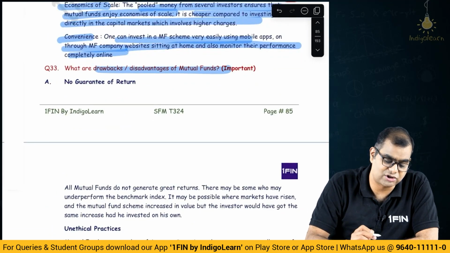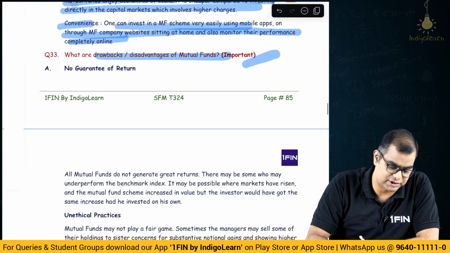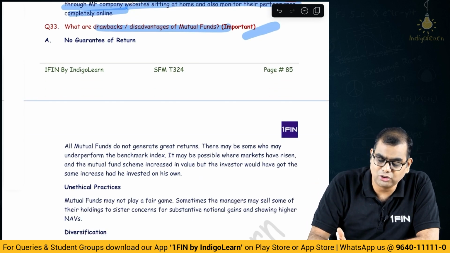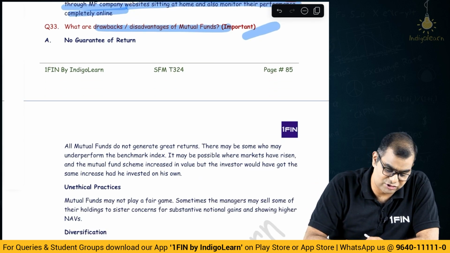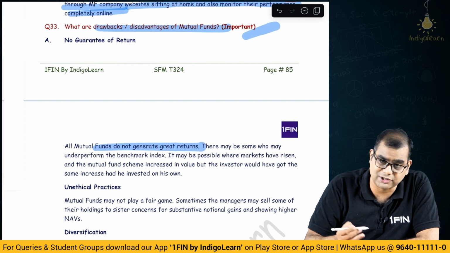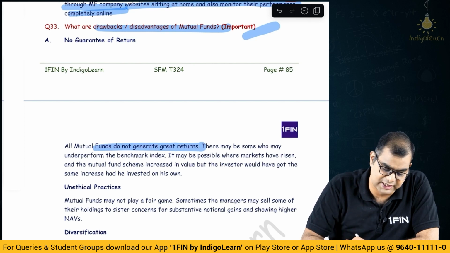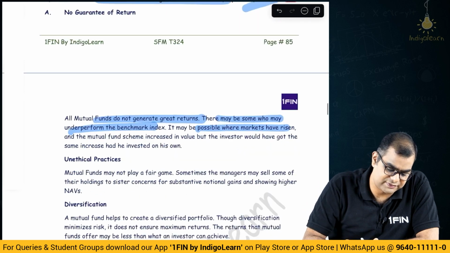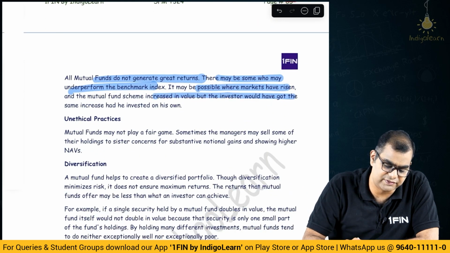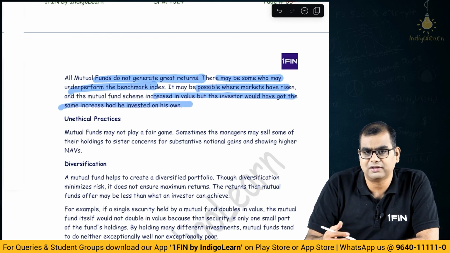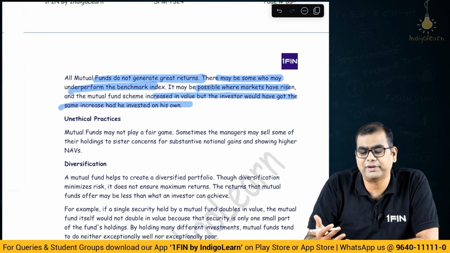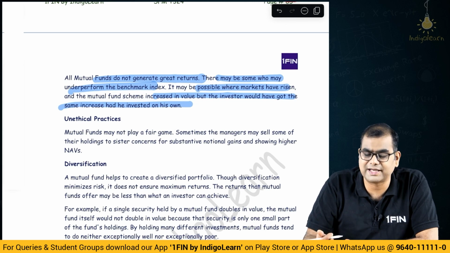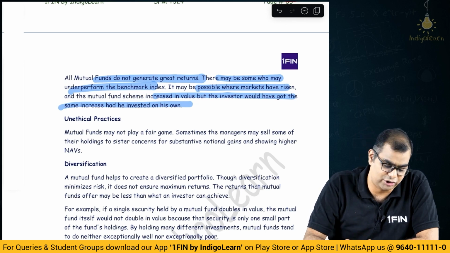Now, what are the disadvantages or drawbacks of mutual funds? This is also a very important question. There is no guarantee of return. Even though historically a lot of funds have made money, there is no guarantee. They do not all generate great returns. Quite a few of them generate below par returns. There may be some that underperform the benchmark also. It may be possible that markets have risen and mutual fund schemes increase in value, but the investor would have got the same increase had he invested on his own. So sometimes that expert may not be doing a great job. You may get the same kind of return if you were to handle it on your own.